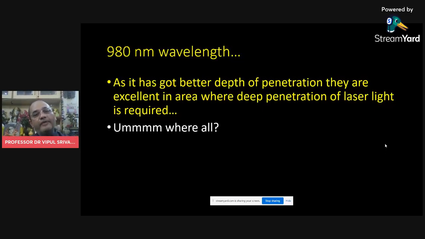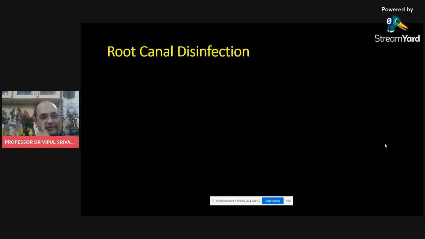Now, where all do we need deep penetration of laser light? So what is the advantage, or why should we include the 980 nanometer wavelength? Mind it, 980 nanometer is an excellent laser for surgery also. But if I'm buying a laser like LX16 plus, I would prefer using it for other applications, because for surgery I would prefer using the 450 nanometer wavelength, whereas 980 nanometer I will be using in root canal disinfection.